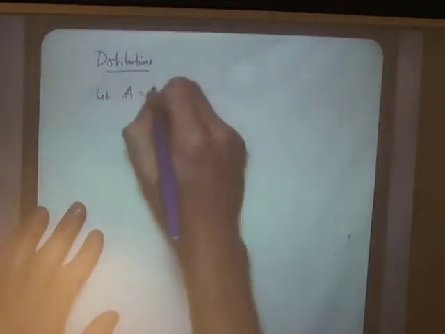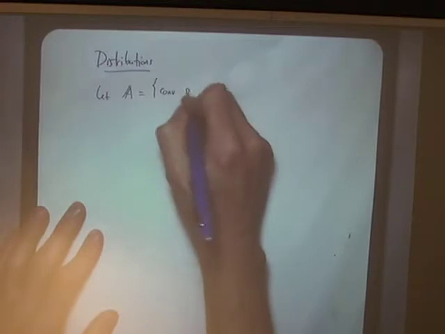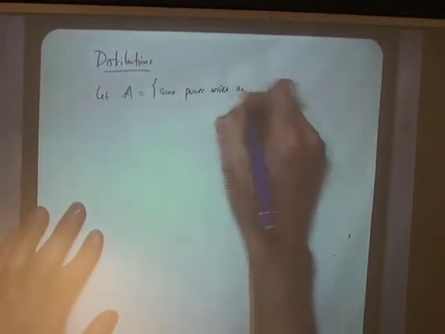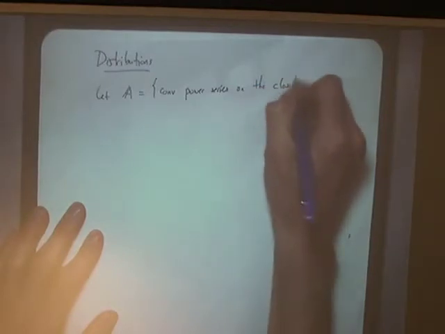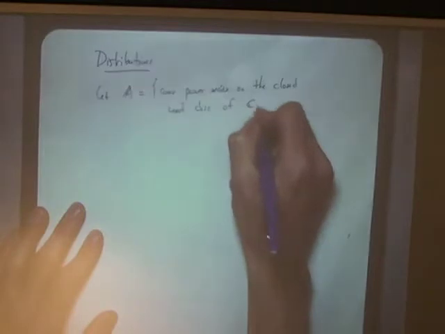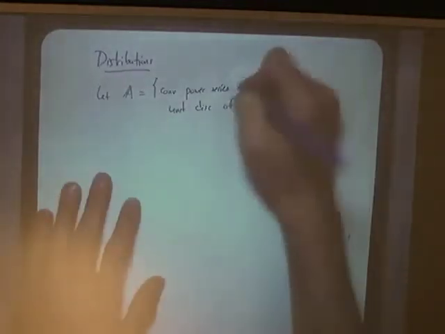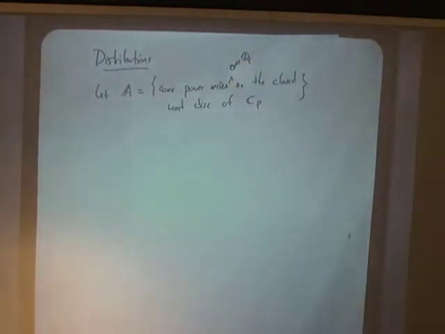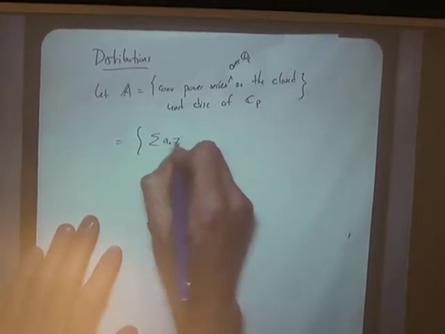Let bold A be convergent power series on the closed unit disk of CP. And I'm not writing it, I guess I'll write it over QP. Everything in my mind is going to have coefficients in QP. So this is some actually quite concrete thing. These are power series, so there's some a_n z^n.